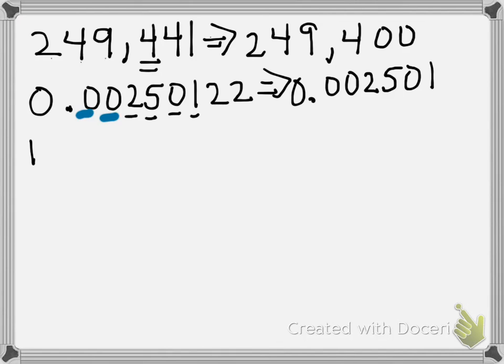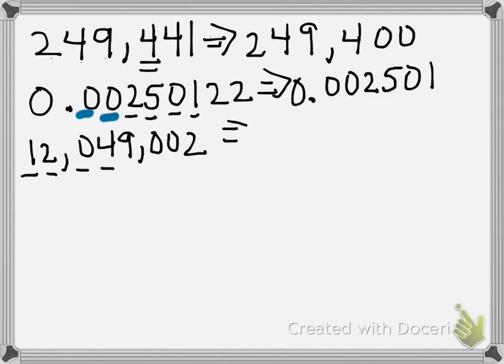Letter C, 12,049,002. Again, 1, 2. This is going to be a significant 0 because it's between numbers that are not 0. So there's our 4. And because this is a 9, that's going to make it a 5. So this number is going to become 12,050,000.